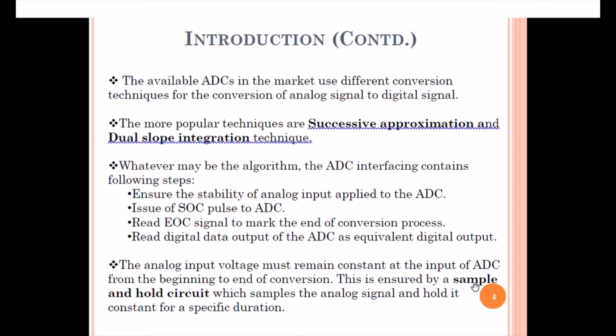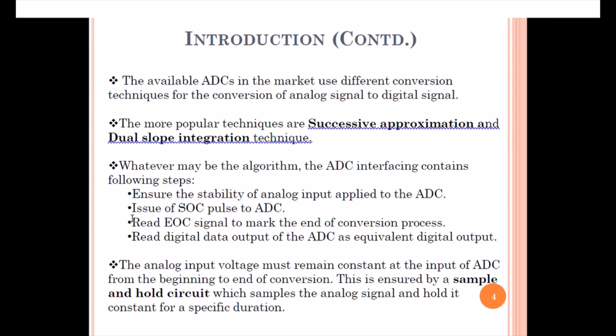This is ensured by a sample and hold circuit, which samples the analog signal and holds it for a specific duration. So while converting from analog input to digital data, for the analog input to remain constant, we use a sample and hold circuit. It samples the signal at equal time intervals so that we get particular data for converting to digital data.